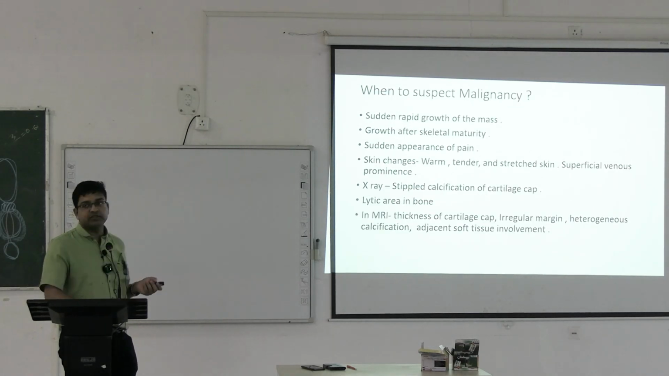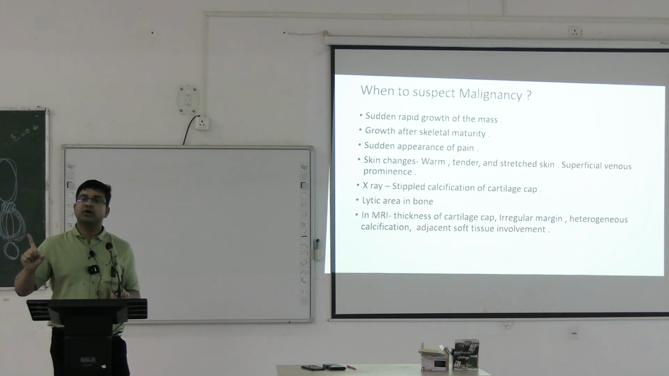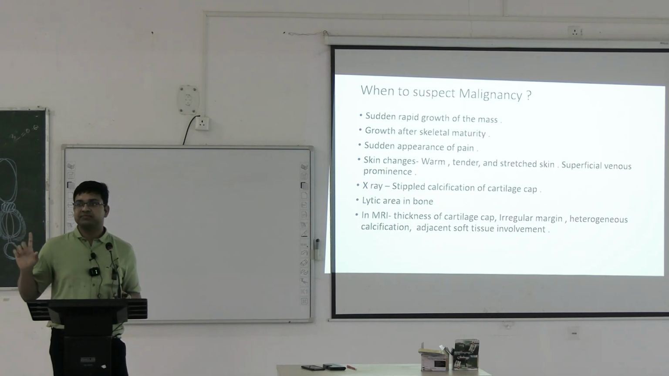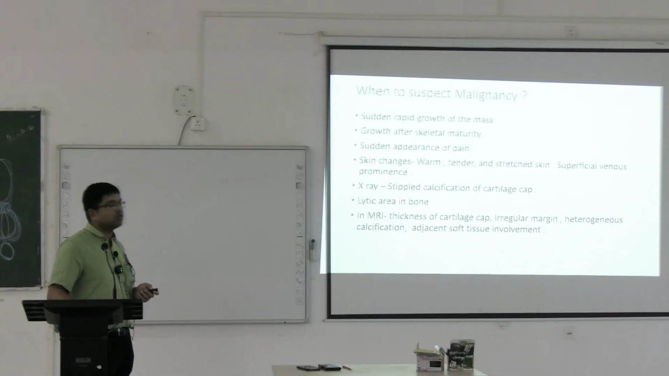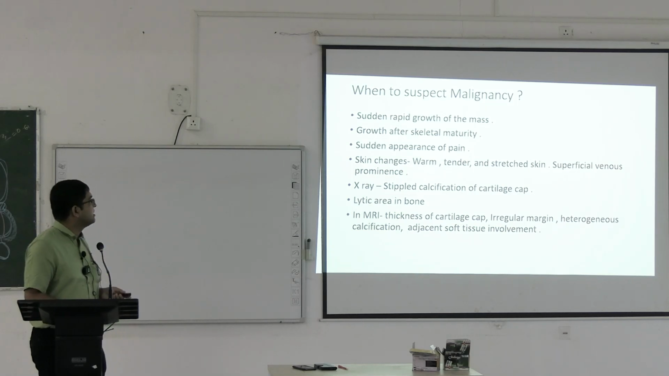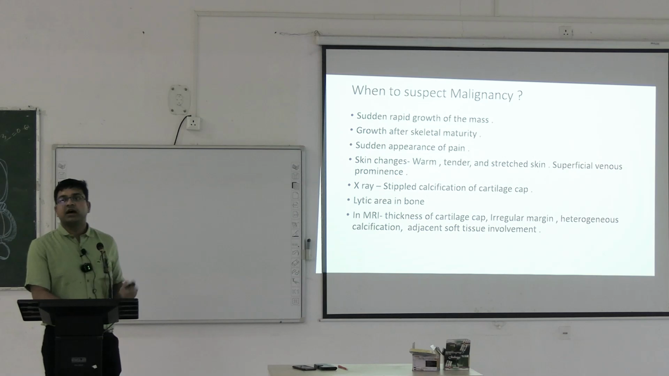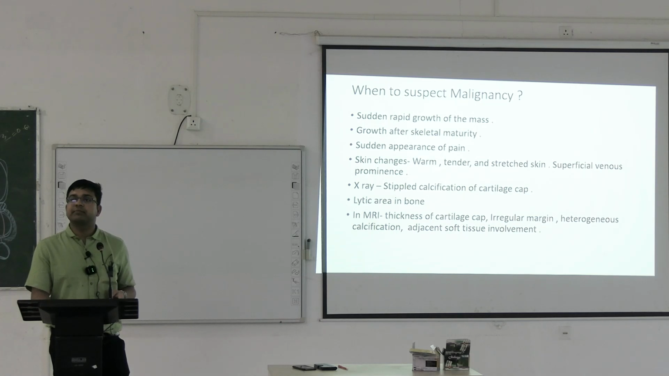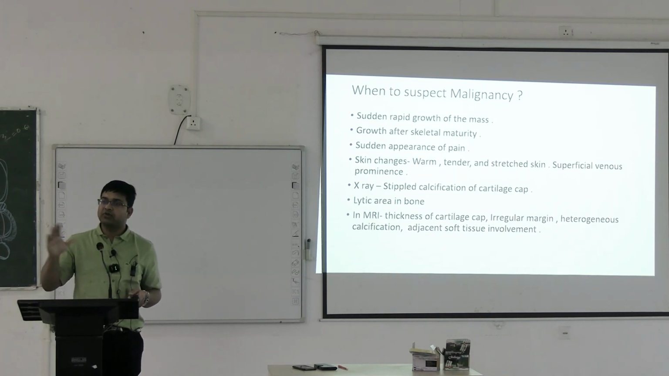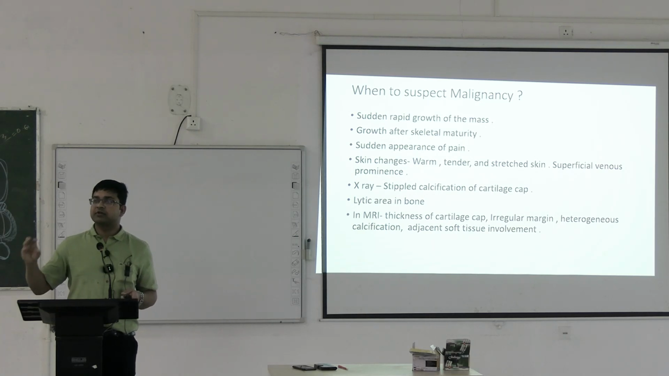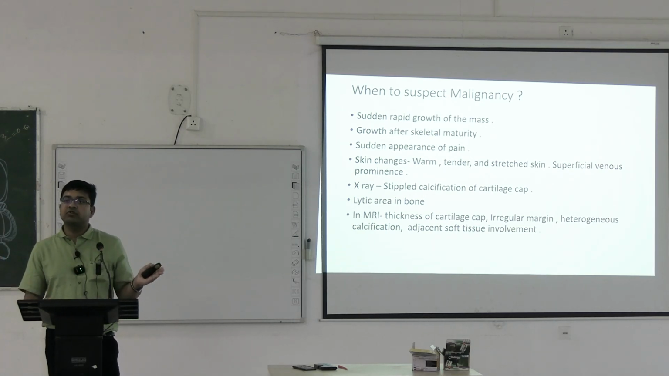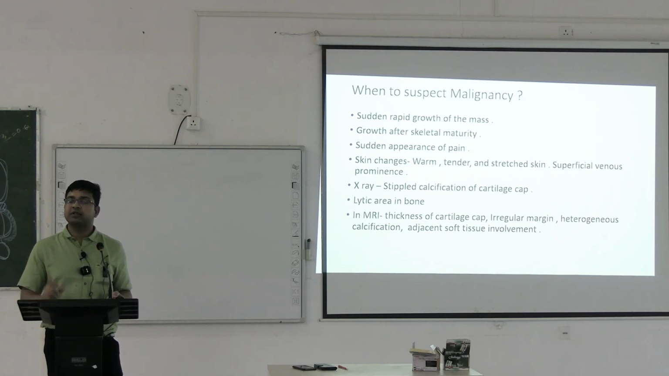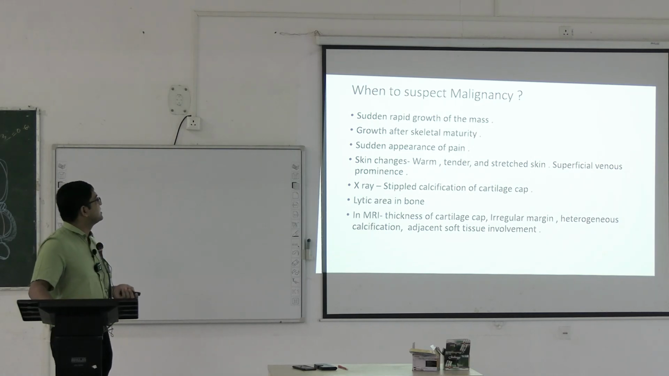It is sudden rapid growth of mass, number one. Usually benign tumor is a slow growing tumor and long duration of swelling is there. If there is sudden rapid growth of mass, you can suspect malignancy. Number two, growth after skeletal maturity. I have told that osteochondroma or exostosis stop growing after skeletal maturity. After the stoppage of longitudinal growth of a bone, exostosis will not grow. But if the exostosis grows after the skeletal maturity, or reappearance of growth in the adult, it leads to suspicion of malignancy.